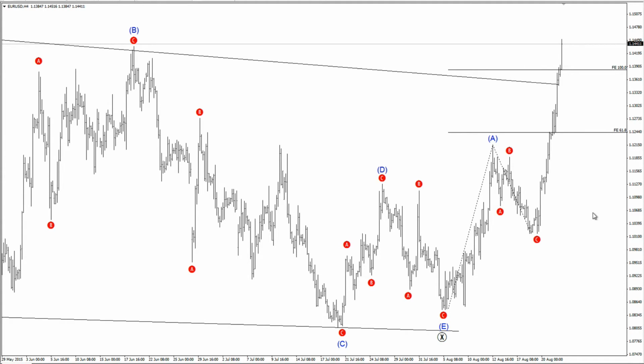If you are going to trade this pair, I would perhaps wait for slight correction, a 3-wave pullback, and then enter, because I'm expecting this to continue higher.